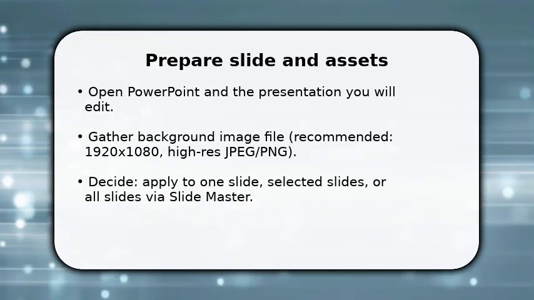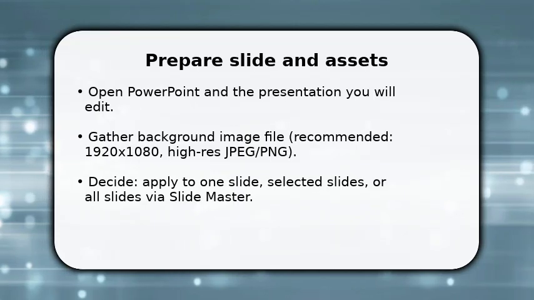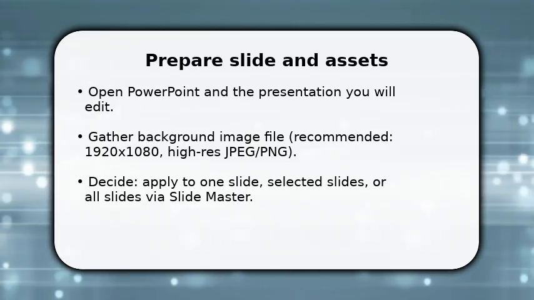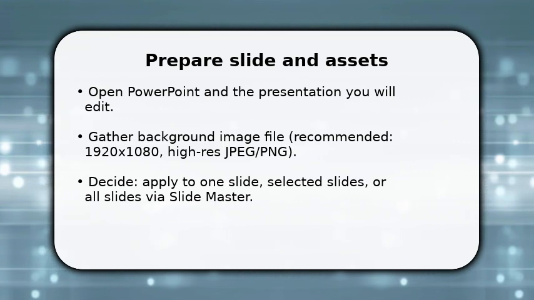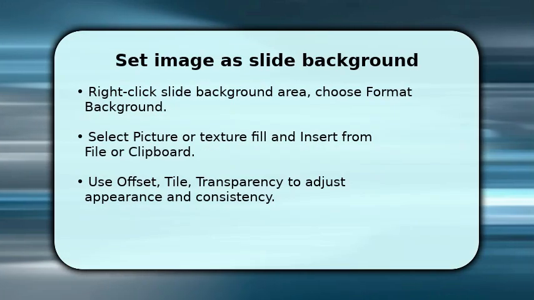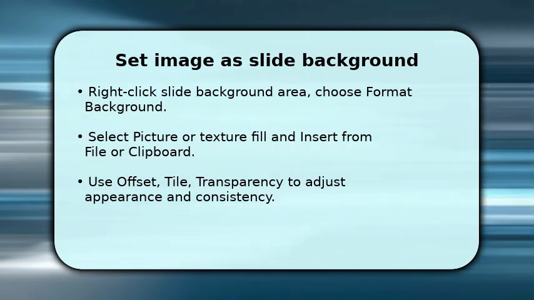This preserves quality. If you plan to reuse it, note whether you want the background on a single slide or across the whole deck. With the image visually placed, switch to Format Background to make it permanent. Choose Picture or Texture Fill and insert your file. This embeds the image as the slide background rather than a floating object.